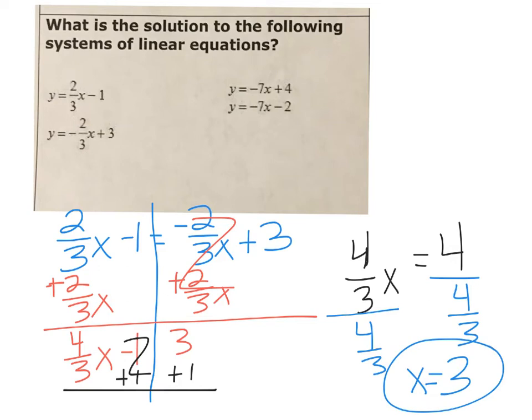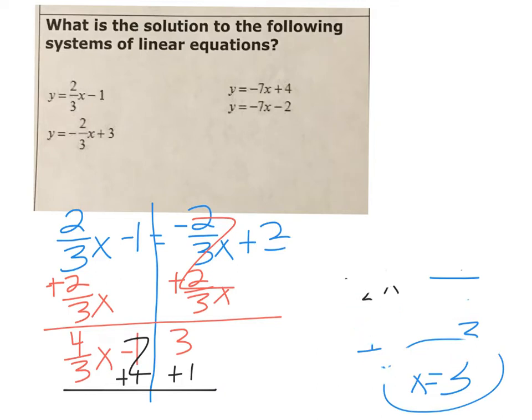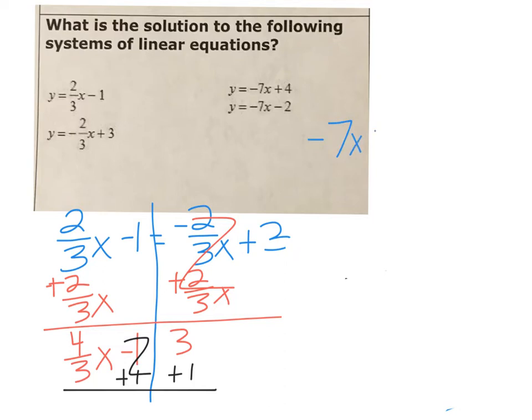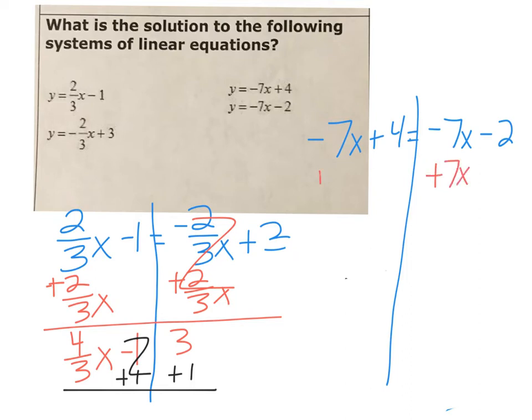Let me clear that real quick so I got some space for the next one. Okay, next one, same thing. You're going to set it equal to each other. So negative 7x plus 4 equals negative 7x minus 2. Same thing you've been doing. Take care of your variables first. So plus 7x, that cancels. So that gives you 0x plus 4 equals negative 2.